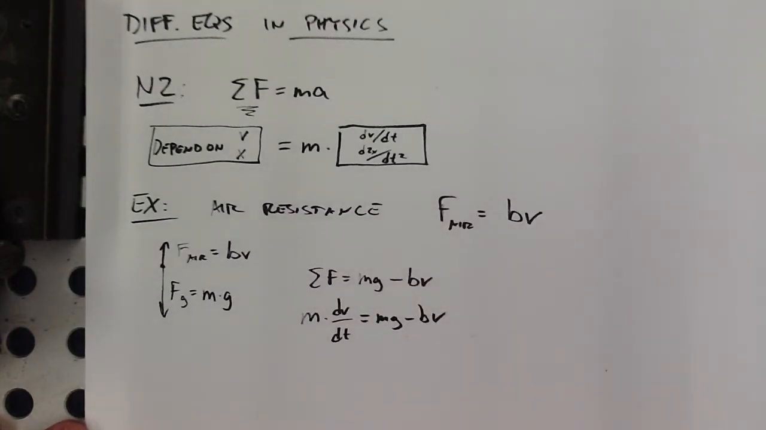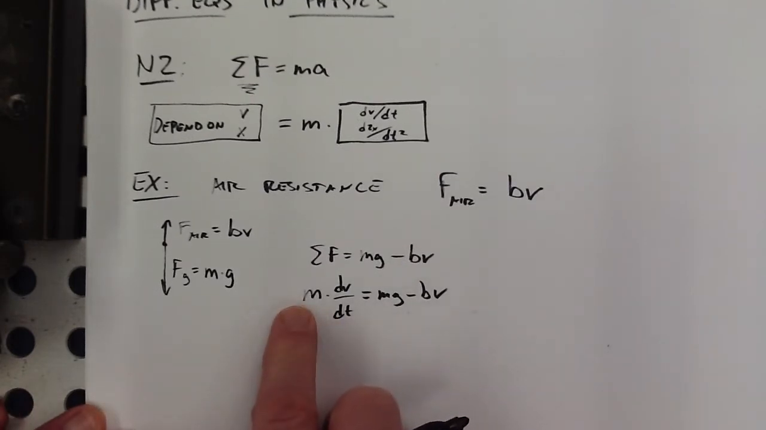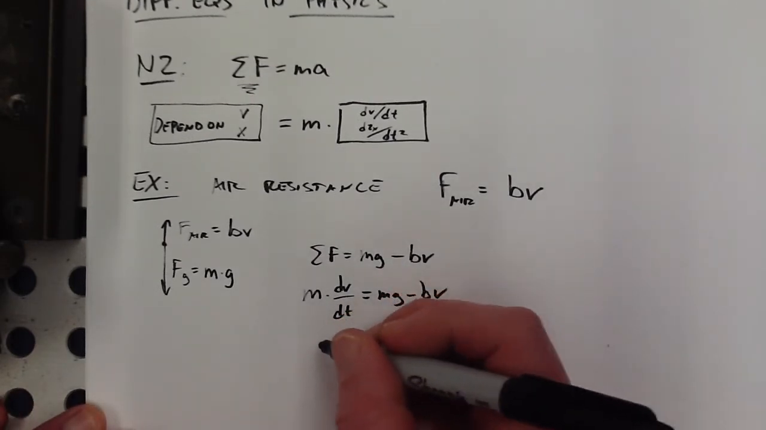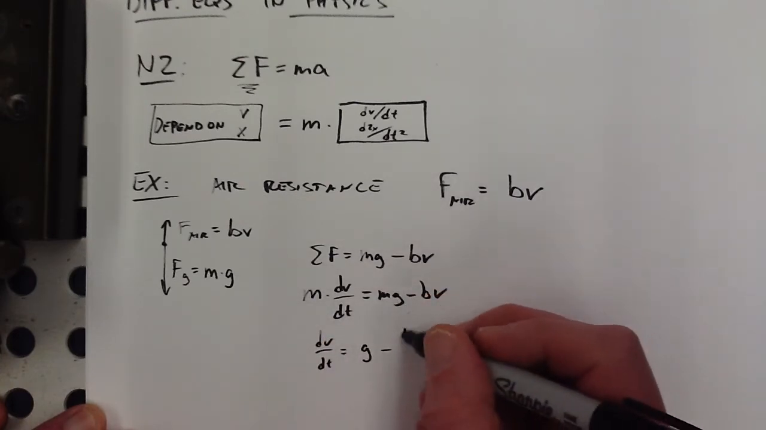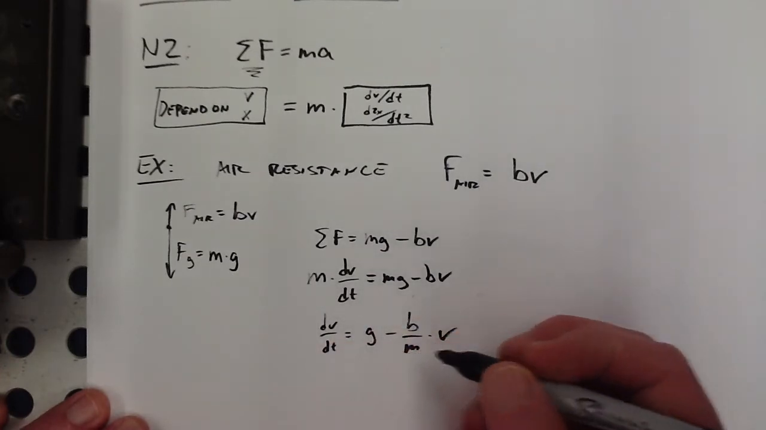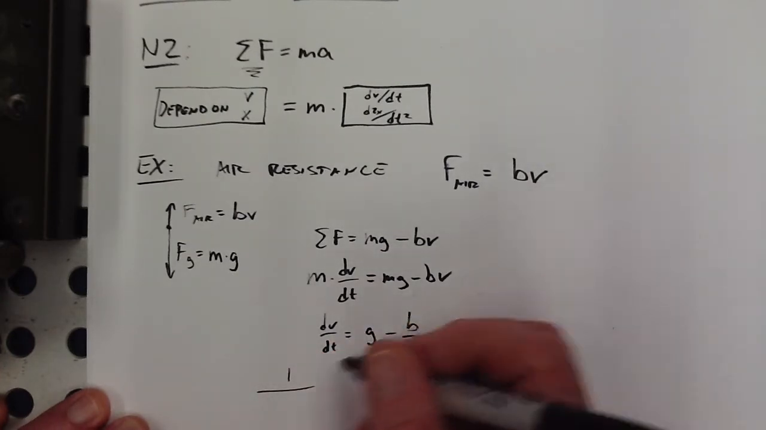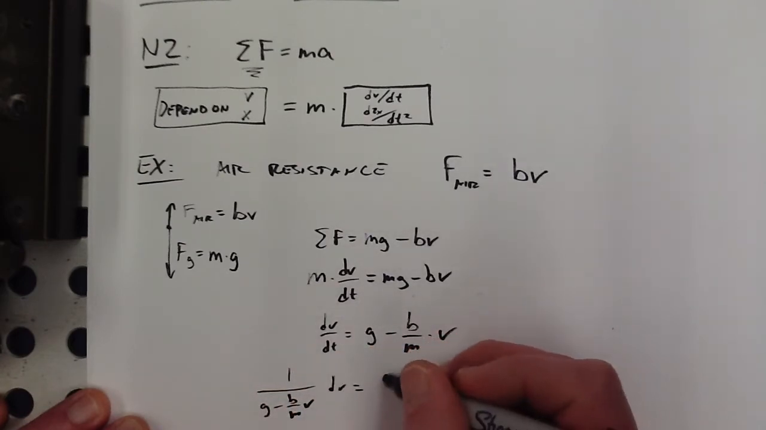And then I just have a separable differential equation problem. Now, exactly how you separate is a little bit tricky, I guess. I would first divide everything through by m. So then I have dv/dt is equal to g minus b over m times v. Now, you can't separate things when you're trying to solve differential equations in this way. You can't separate by adding and subtracting. So I need to move this entire thing over to the other side. So that's 1 over this whole thing, g minus (b/m)v, dv is equal to dt.